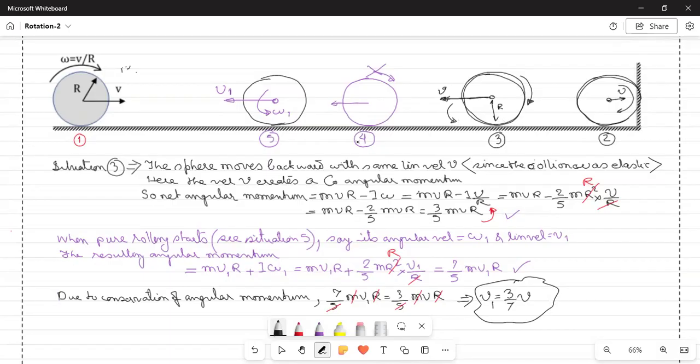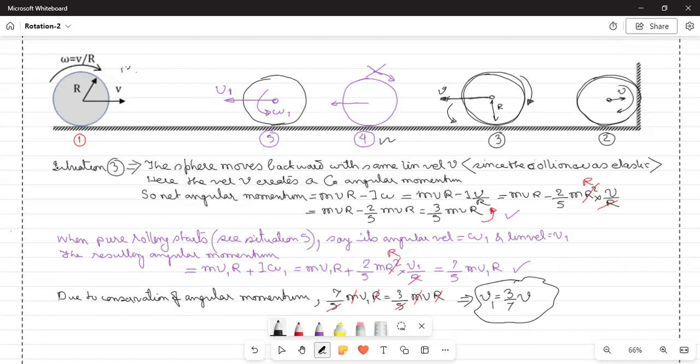After some time, in position 4, the two angular momentums cancel each other, and momentarily it stops rolling but continues to move in the backward direction. This backward velocity v1 creates a torque on it and it starts rolling in the opposite direction. And this value v1 is equal to 3 by 7 of the original forward velocity v.